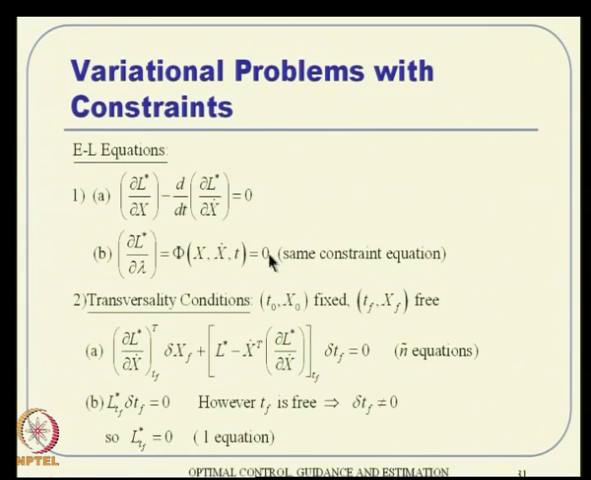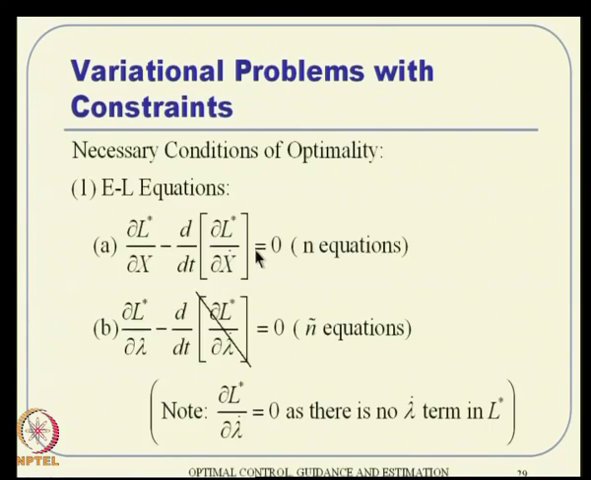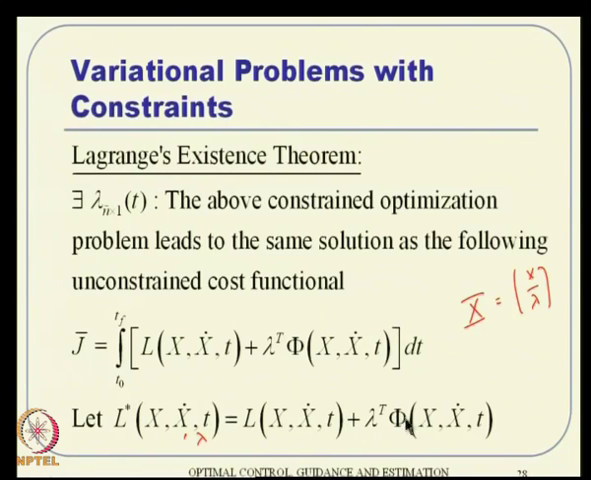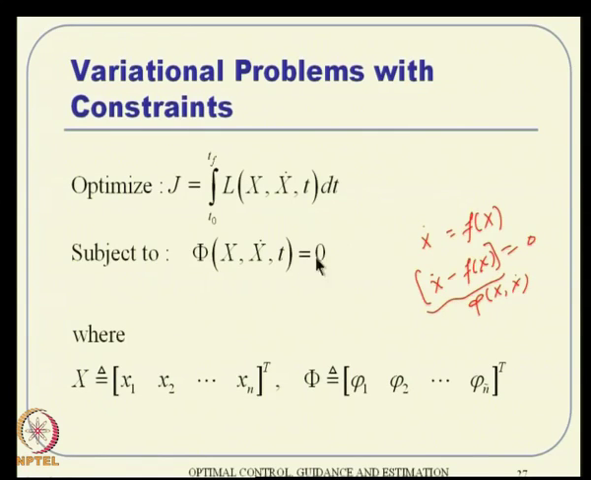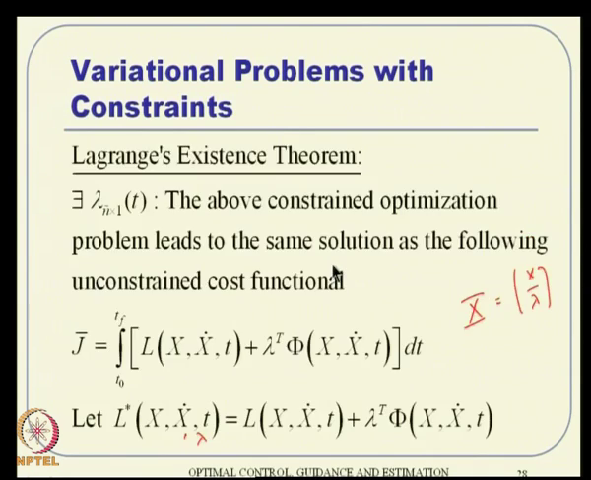And remember, when you do this del L star by del lambda, L star is like this, so del L star by del lambda is nothing but phi. So what you are saying is phi equal to 0, and that is nothing but the constraint equation. So the constraint equation appears again as a part of the necessary condition. The constraint equation gets embedded into the solution that way.